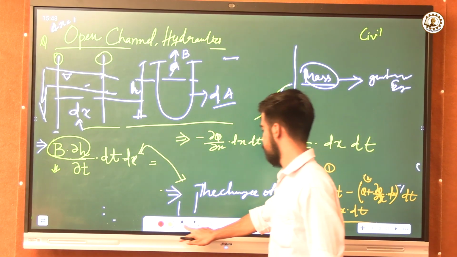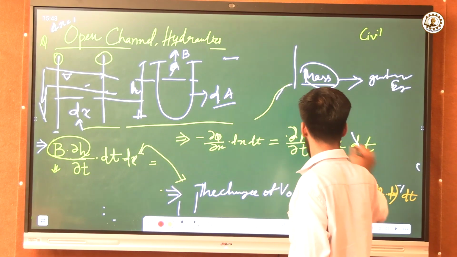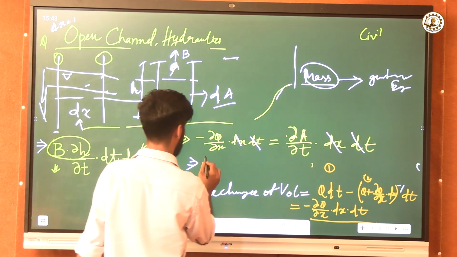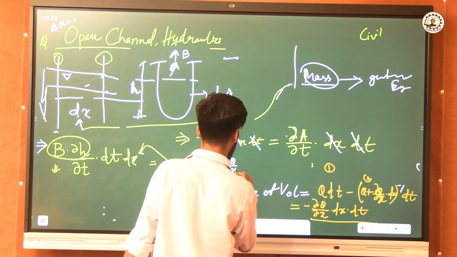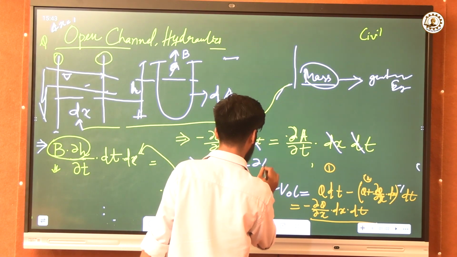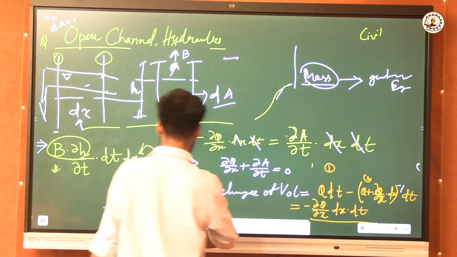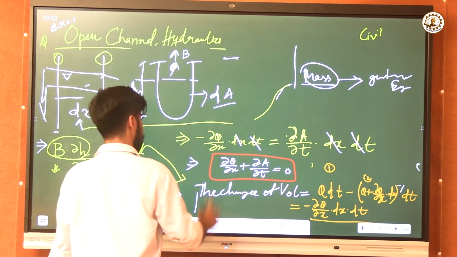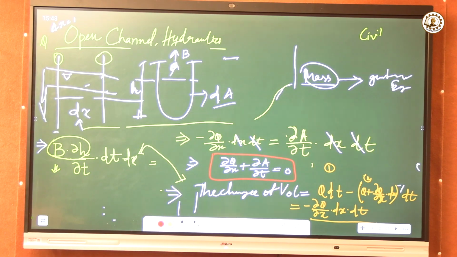So now we can cancel out these two terms. So we can write del q by del x plus del A by del t equal to 0, which will be our continuity equation for a general rectangular open channel.